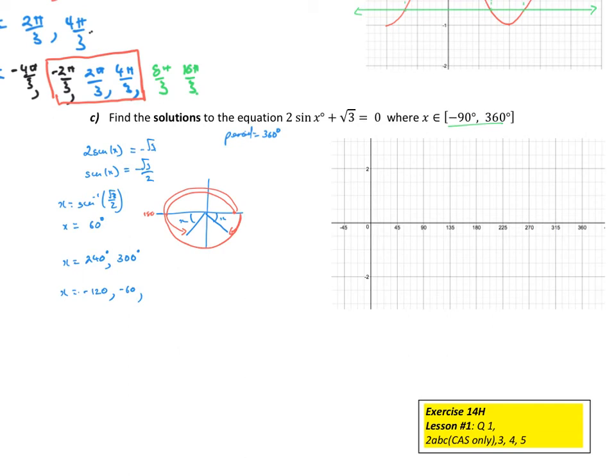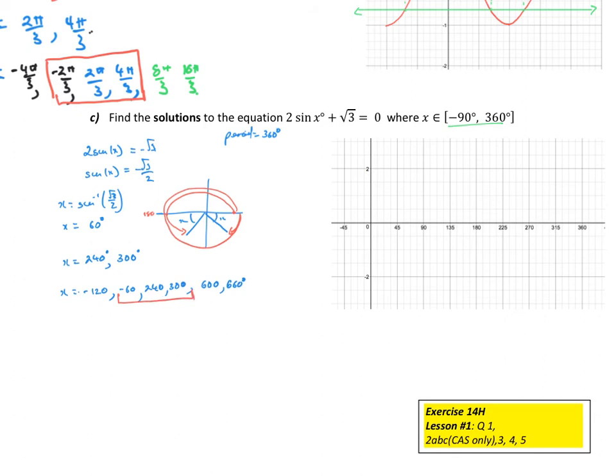Then I get my 240, 300. And then if I add 360, I'm going to get 600 degrees and 660 degrees. All right. I'm interested in between negative 90 and 360. So which ones is that? Which angles? They're the solutions that I'm interested in.